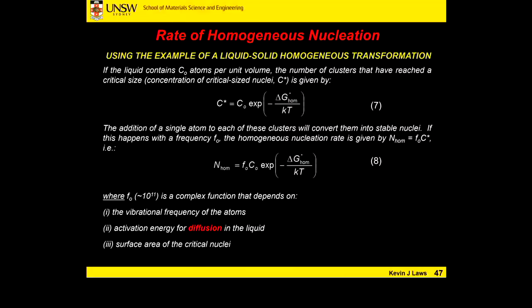Now once we are at this critical size of nuclei, just the addition of a single atom to each of these clusters will convert them into a stable nuclei. So that's our tipping point. If this happens with a frequency, f naught, and again this is just basic statistics with the Boltzmann equation, the homogeneous nucleation rate is given by N hom, which is equal to our frequency factor multiplied by our C star. Again, this is probably going a little bit beyond what this course covers, and it's covered in phase transformations next year in much more detail than I'm going over here.